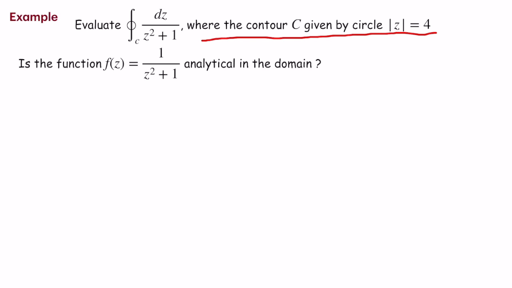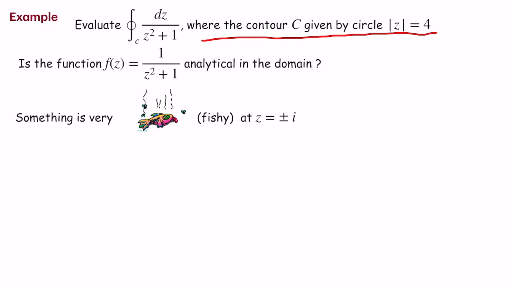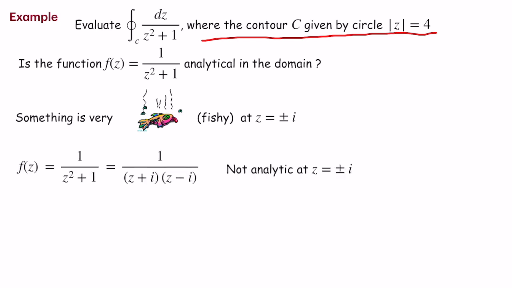Is the function analytic in the domain? We know that there is a problem when the denominator goes to 0. The denominator z squared plus 1 becomes 0 at two points, that is at z = plus or minus i, the roots of the denominator, where the function is not analytic. So we can use this theorem. In order to use this, we write f(z) as 1 by z squared plus 1, which can be factored as 1 by (z plus i) times (z minus i), and we know that the points z = plus or minus i are not analytic.